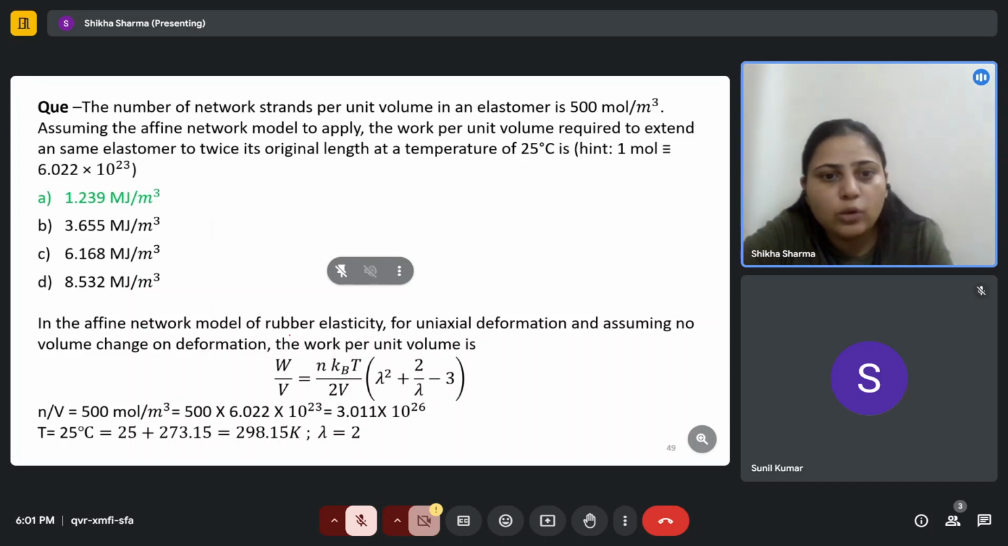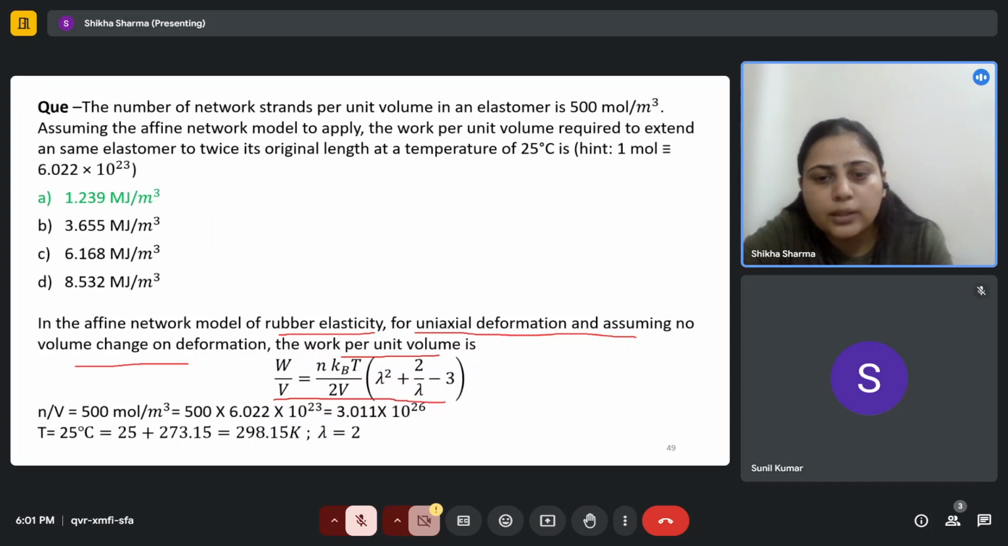In the affine network model of rubber elasticity, for uniaxial deformation and assuming no volume change on deformation, the work per unit volume is given by this equation: W by V, which is work per unit volume, equals N kB T by 2V multiplied by lambda square plus 2 by lambda minus 3. This is our equation as per the affine network model for rubber elasticity.